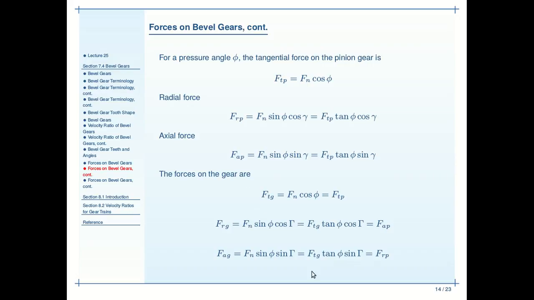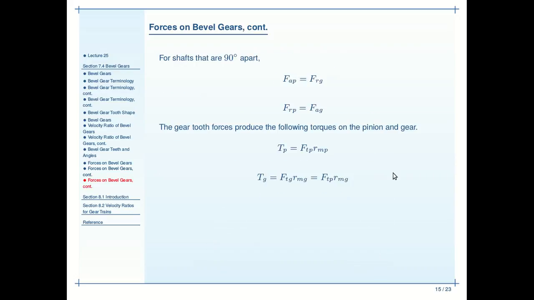Concurrently, the forces on the mating gear can be found with these equations. For shafts that are 90 degrees apart, it's worth noting that the axial force on the pinion is equal to the radial force on the gear, and the radial force on the pinion is equal to the axial force on the gear. But the tangential forces, again, are the same, both for the pinion and the gear. They will have the same tangential forces, and therefore we can calculate the torque being generated upon each of those gears, or around each of those gear shafts.